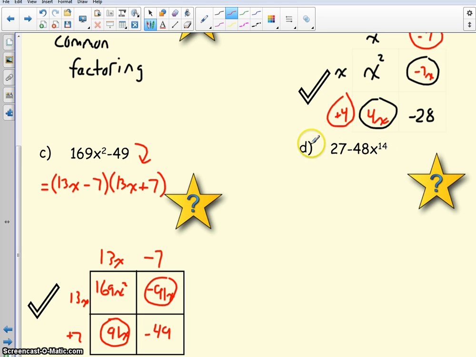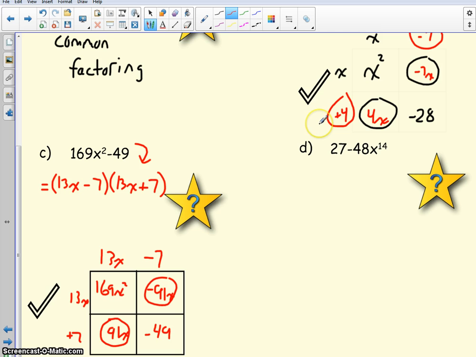Okay, last one over here. Give it a try on your own first, and then when you're ready to see the answer, just push play again. So you'll notice here you have two things being subtracted as we did here. However, you'll notice that they're not both perfect squares. 27 is not a perfect square and 48 isn't either.